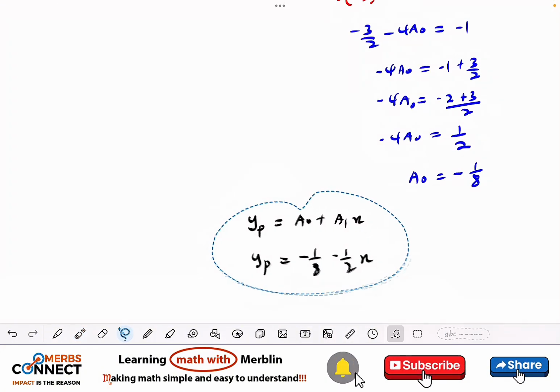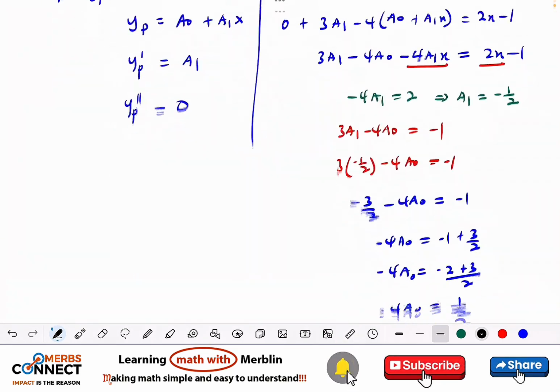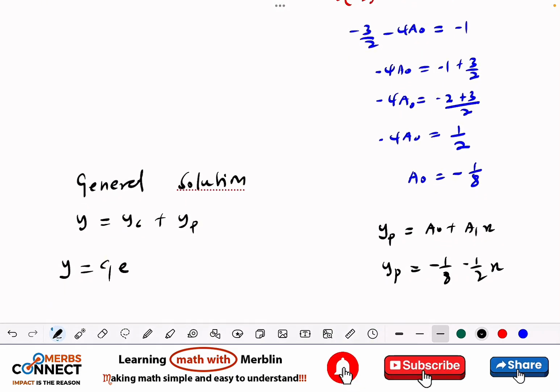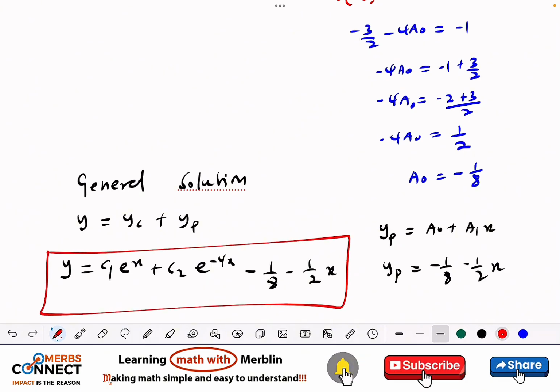So now I can write the general solution, which is y. And my general solution, what is the y complement? We have c1 e to the power x plus c2 e to the power minus 4x plus this, which is minus 1 over 8 minus 1 over 2x. So this is going to be the general solution.